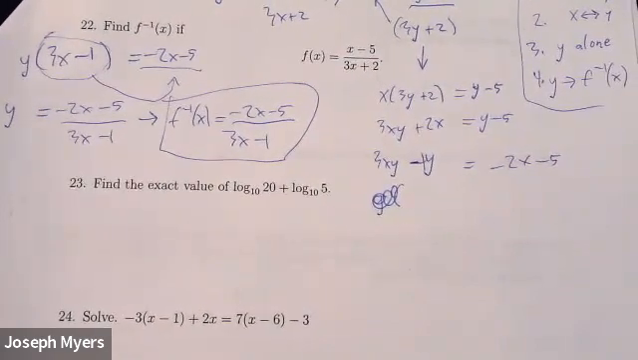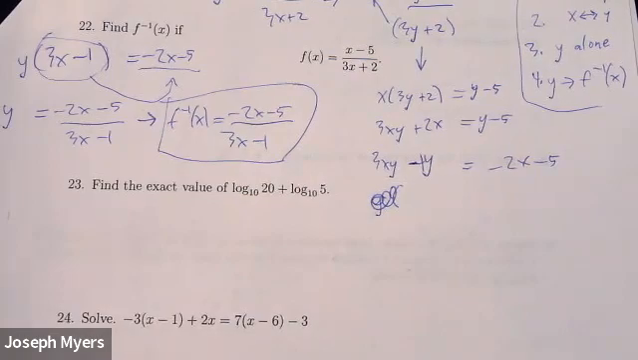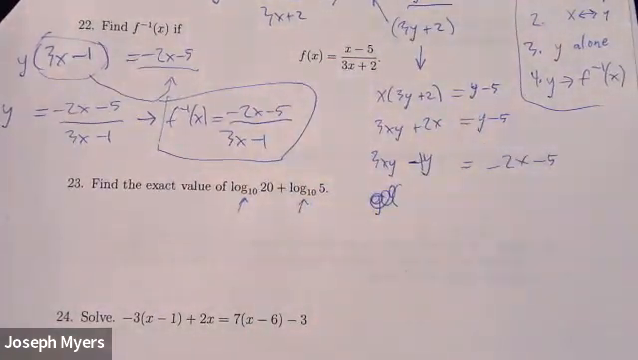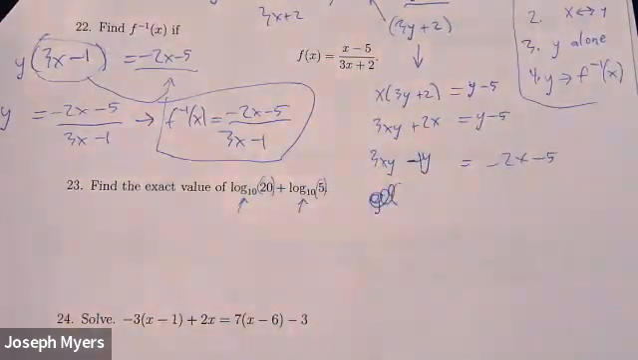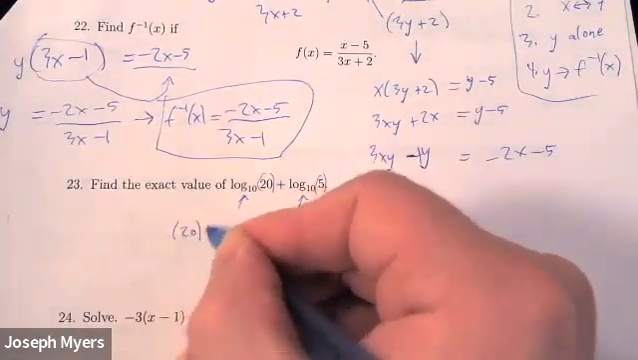Find the exact value of log base 10 of 20 plus log base 10 of 5. How do I do that? Well, remember when you have multiple logarithms, first check to see if they have the same base. So are they both the same base, log base 10? What you can do then is identify the factors of the logarithm. The factors are 20 and 5. What you do is you multiply the factors together, 20 times 5.